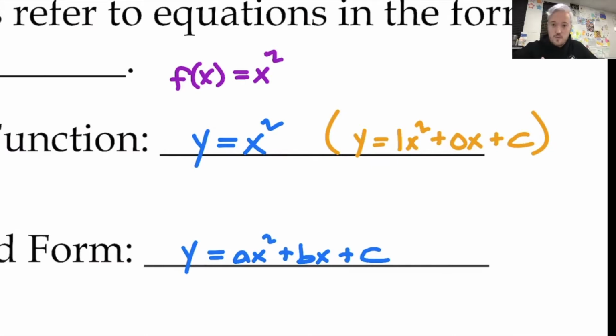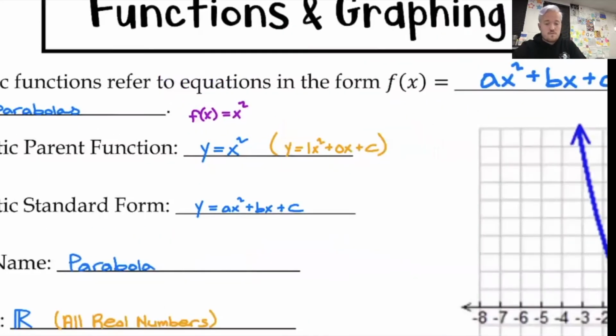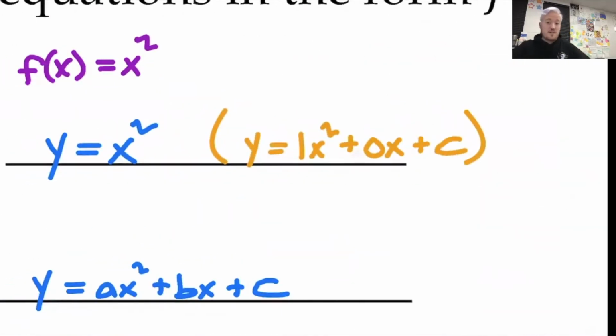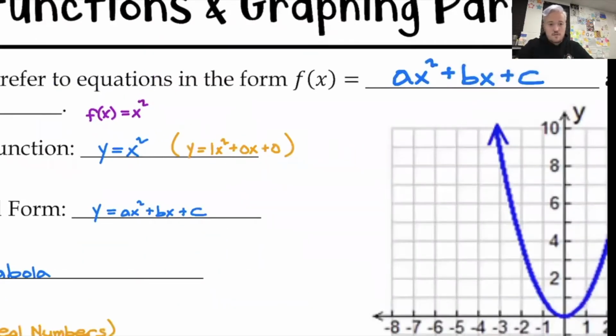If you're ever wondering why we're going back and forth between y and f of x, it really just depends on the problem that we're doing. So just some structure for you: if I expand the parent function into standard form, we only have this very first part, because the b and the c values, that should not be a c, that should be a 0. So if I expand the parent function into standard form, this is what it really looks like. Just some background information for you.